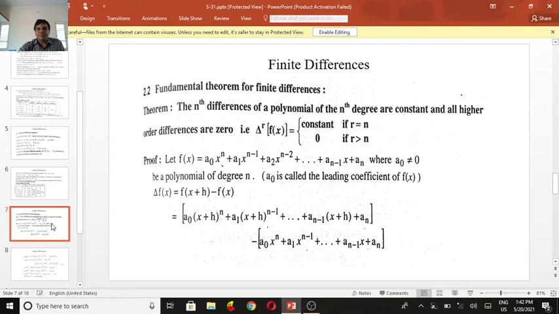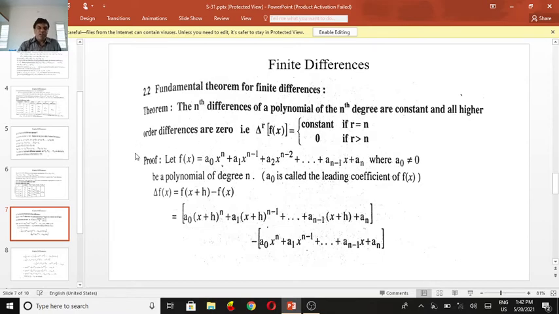So this is the forward and backward difference operator. So we come to the fundamental theorem of finite differences. The theorem says the nth difference of a polynomial of the nth degree is constant, and all higher order differences are 0. Observe that the nth difference should be a constant, all higher order should be 0.